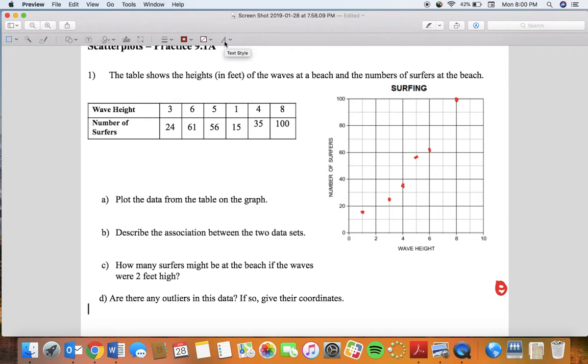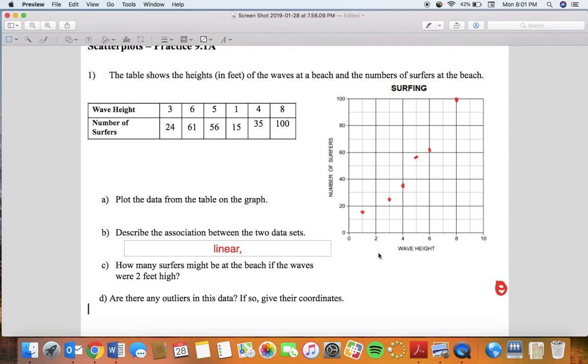Okay, part B says to describe the association between the two data sets. I'm going to try to put a text box in here. Association, remember some of the things we talked about. First we talked about linear versus nonlinear. And these look like they're following a pretty straight line. So I would call these linear.